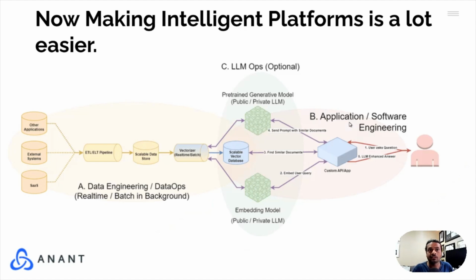Now, making intelligent platforms is a lot easier. Why? Because the hardest part of this, which is machine learning training, is now optional. You still have to do your data ops. You still have to have people that are making software talking to APIs, but in the middle, you don't necessarily have to train your own models.